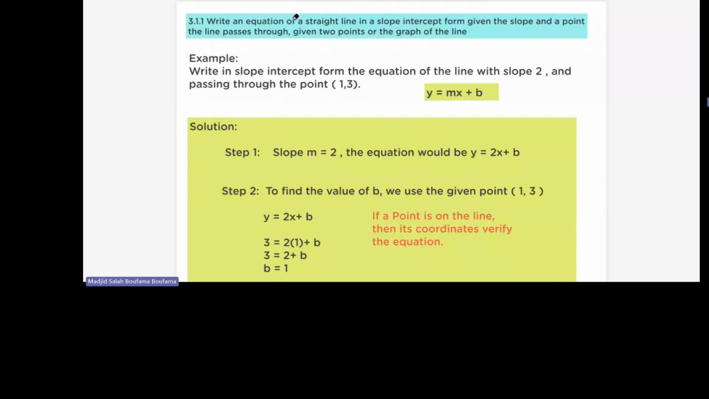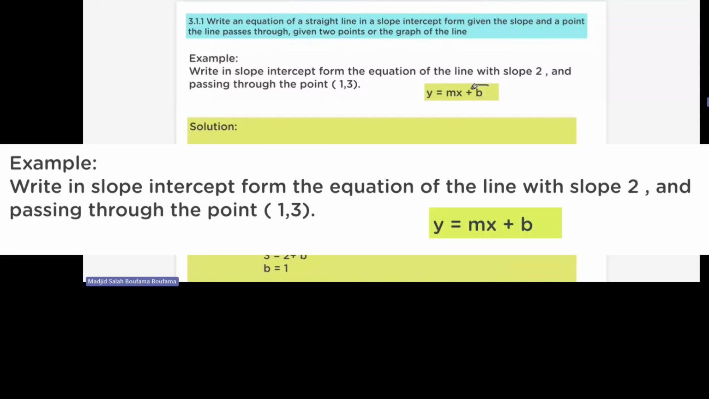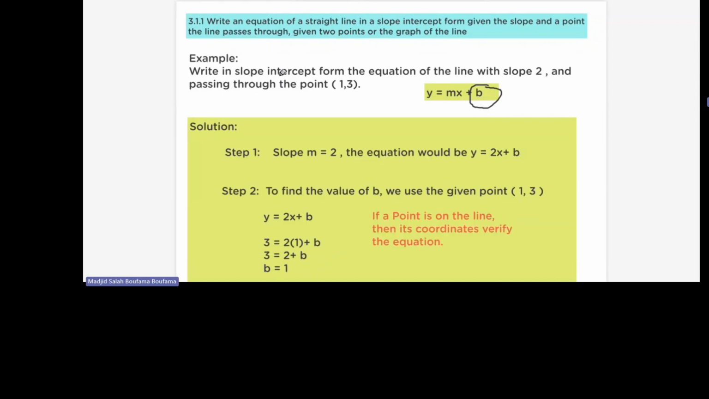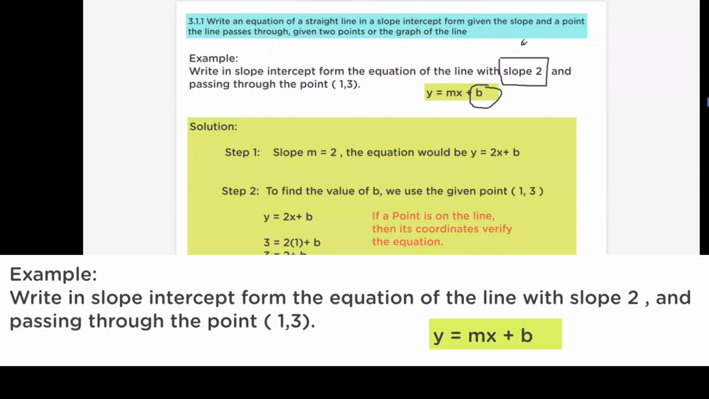This is our first objective. How to write an equation of a straight line in slope-intercept form given the slope and a point. This time they don't give you b, they don't give you this famous b. They give you a point. Can you see the example? Write in slope-intercept form the equation of the line with slope 2. The slope is given, that means m is given, and passing through the point (1, 3). They give a point instead of b.